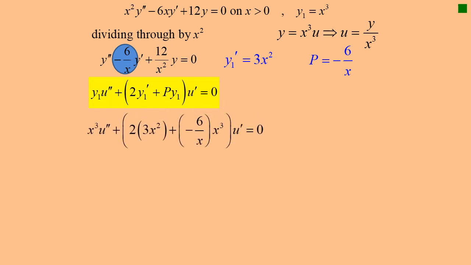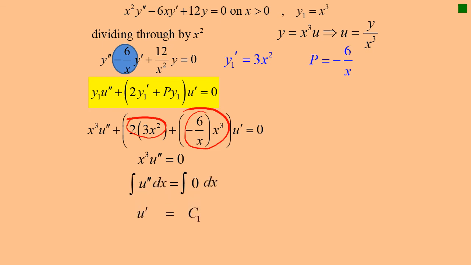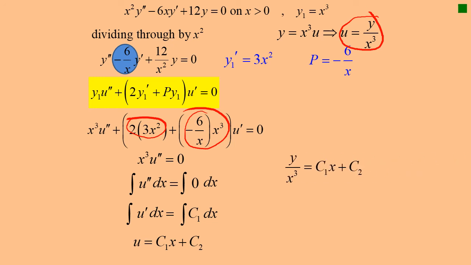So substituting those and doing a little simplifying, here's a 6x squared, here's a minus 6x squared, which comes out to be 0, and then dividing through by x cubed, integrating both sides, and integrating again, and then replacing the u with the y over x cubed, like we said in the beginning, and solving for y.